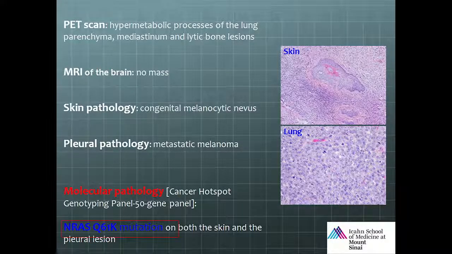PET scan of this case showed hypermetabolic process of the lung parenchyma, mediastinum, lytic bone lesions. MRI of the brain did not show a mass. So he has stage 4. He walks in with stage 4 disease. We can't find a primary. It's probably in the deeper component. And pleural biopsy and skin biopsy confirm metastatic melanoma. We carried out a 50-gene panel, which Nina is going to talk about a little bit more. We pick up a RAS Q61K oncogenic mutation. So normally we would have predicted this mutation, but now we're confirming that this patient has a RAS mutation.